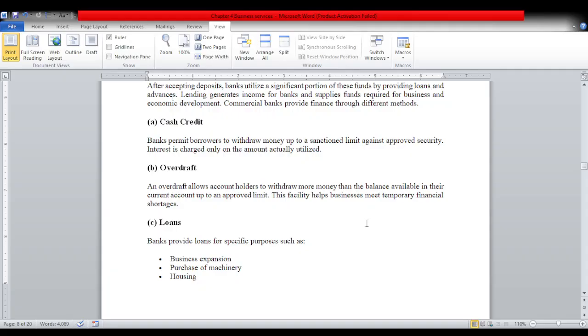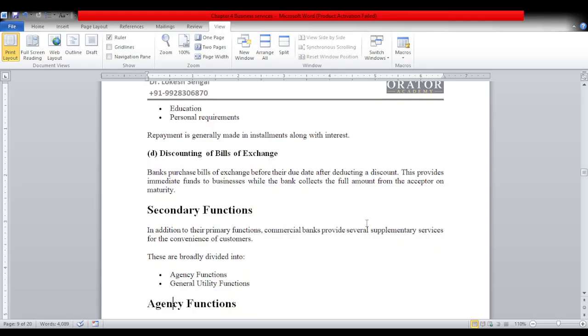In terms of housing, customers can also take a loan for purchasing a particular house or for constructing a particular house, so they can also take the loan from the bank. Next is your education and personal requirement. Sometimes you can take an education loan from the bank. Sometimes for your personal requirement you can take a personal loan from the particular commercial bank. So the bank will definitely help you by providing this kind of loan facility. Repayment is generally made in installments along with the interest.